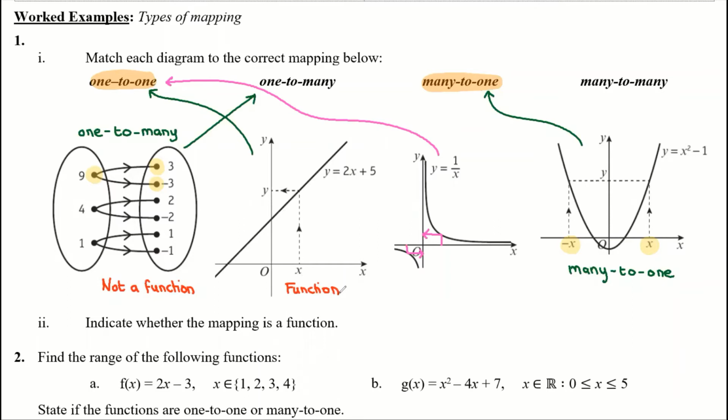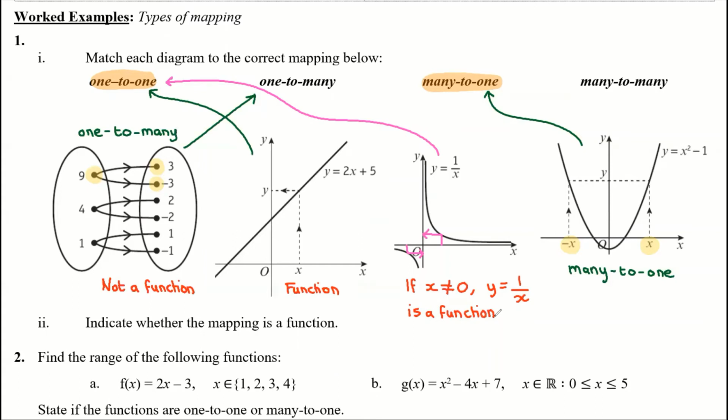Diagram 3, or the third one, would be a function if we restricted the domain. So if x was not allowed to be 0, then it would be a function. Okay, so you'd have to restrict the domain to ensure that the elements, the inputs, have somewhere to go.